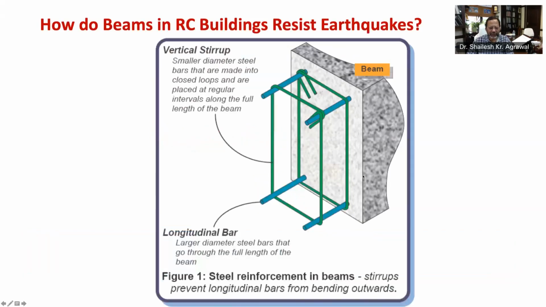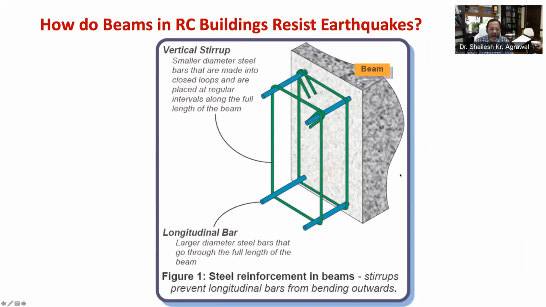Now let's look at this figure. Beams in RCC buildings have two sets of steel reinforcement. Long straight bars called longitudinal bars placed along its length, and closed loops of small diameter steel bars called stirrups or links placed vertically at regular intervals along the full length of the beam. Always remember these stirrups play an important role in resisting earthquake forces.